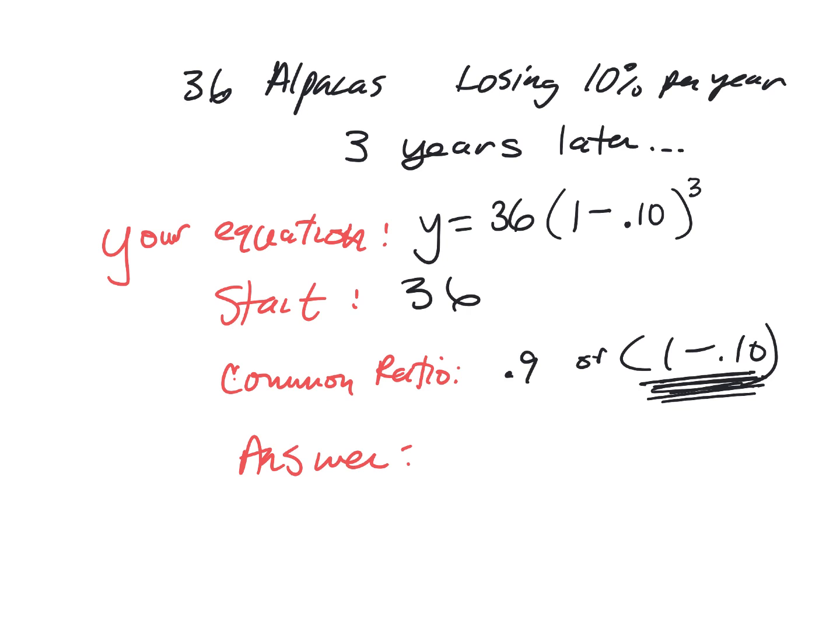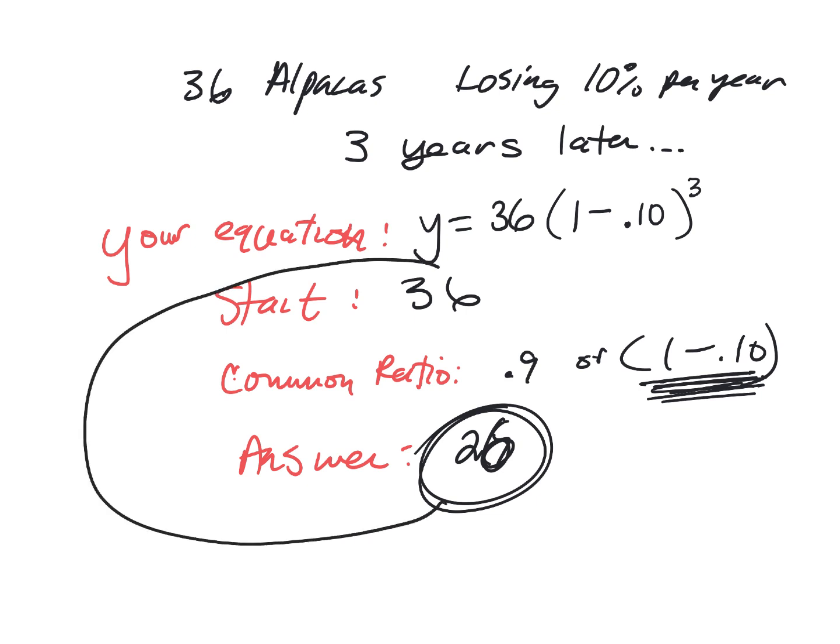Sorkin, what did you get? I got approximately 26. So you rounded to 26 alpacas. And that came from this right here being put into a calculator.